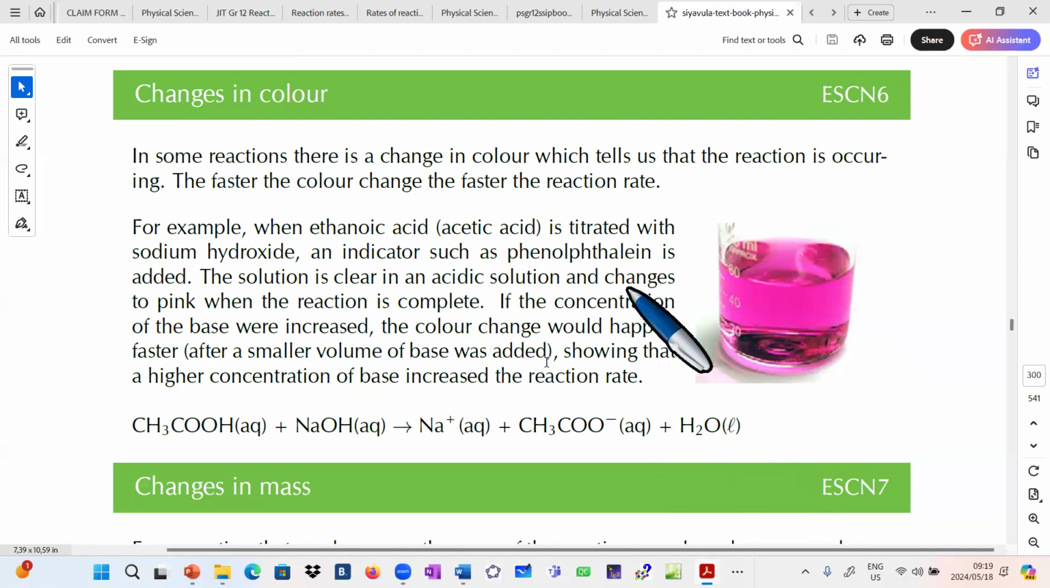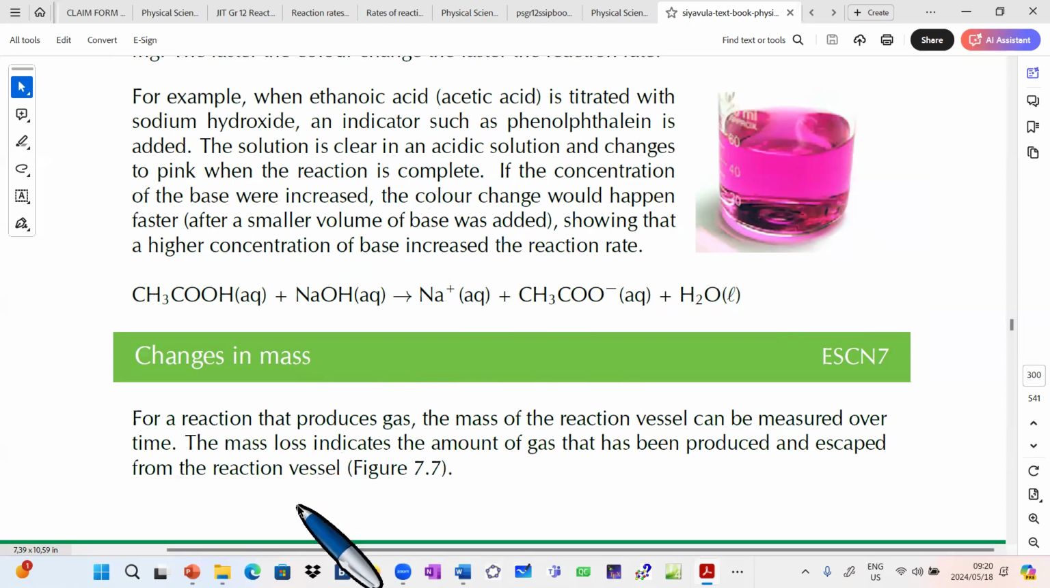indicator. And this phenolphthalein indicator, once again, we said that the solution is clear in an acidic solution, right? And it changes to pink when the reaction is complete. Obviously, we understand that this is about pH, and in a titration reaction, when you're mixing a base with an acid, ultimately we get a neutral solution in the end. Phenolphthalein is clear in acidic solution, but it is pink when the reaction is complete. So we attempt to achieve a neutral solution.